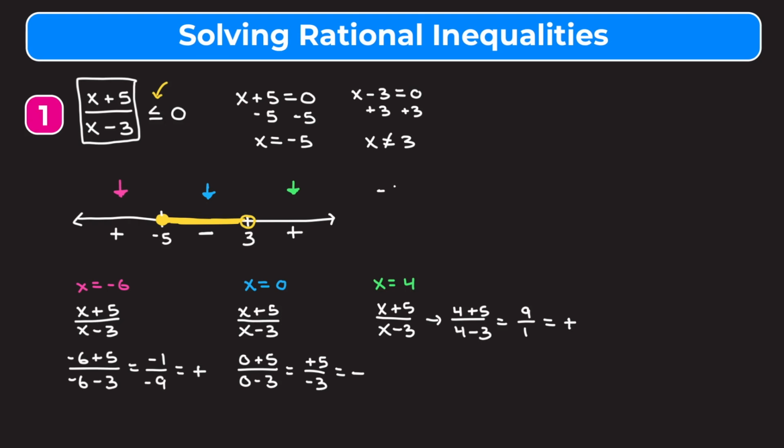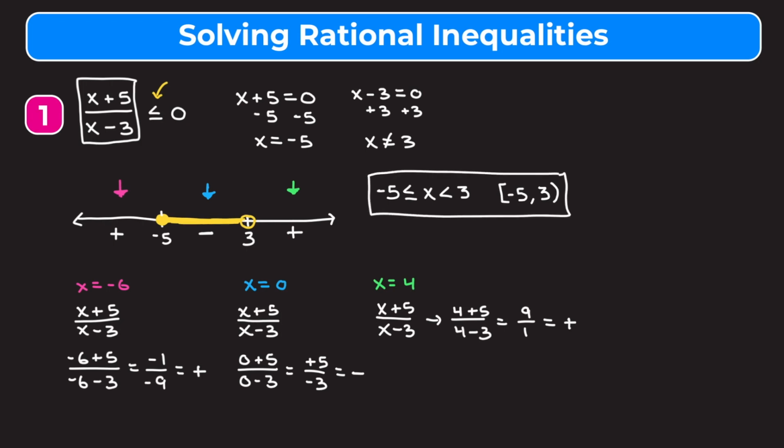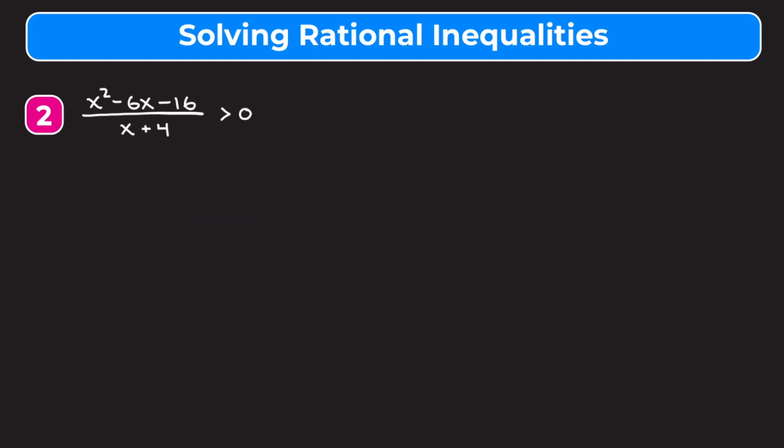So we can write this as negative 5 is less than or equal to x, because remember x can equal negative 5, and x is less than 3, and x cannot equal 3, so we're not going to have a line under that part of our inequality. And if we want to write this in interval notation, we can put a hard bracket at negative 5, because x can equal negative 5, and it can equal anything up to 3. We're going to put a soft bracket because x cannot equal 3, so we can write our answer either of these two ways. Let's go through some more examples.